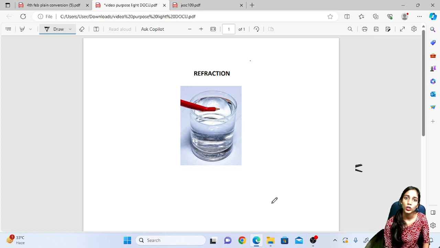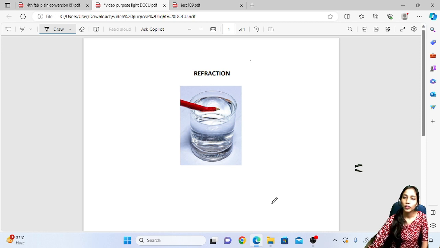In the last video, we studied the lesson light and completed the part reflection from the chapter light from the 10th standard science textbook. Today we are going to start the other half of the chapter, that is refraction. So what do we mean by refraction? To understand refraction, we need to first see how refraction is seen in real life examples.